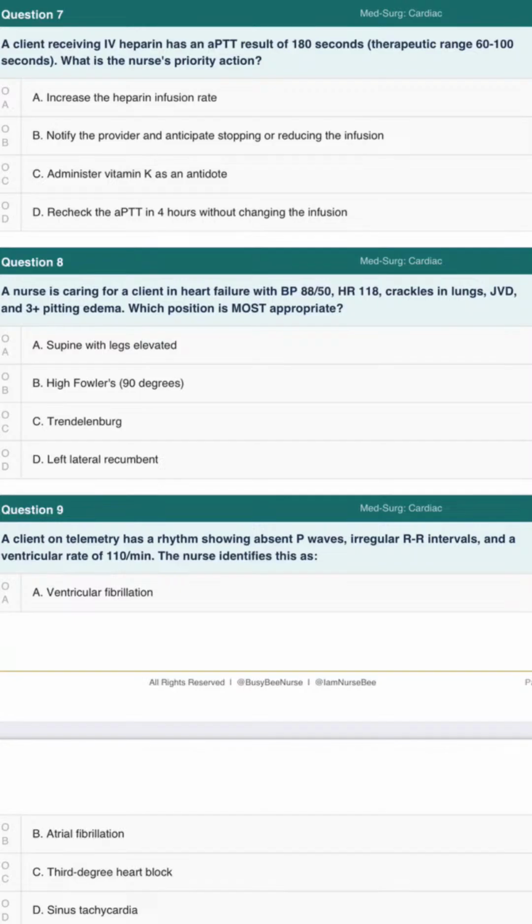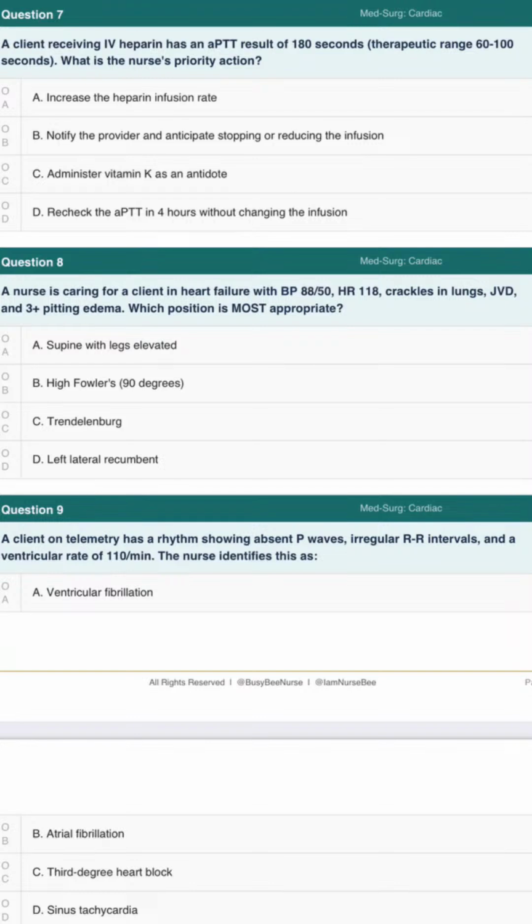You have A, increase the heparin infusion rate. B, notify the provider and anticipate stopping or reducing the infusion. We have C, administer vitamin K as an antidote. D, recheck the APTT in 4 hours without changing the infusion. Now, what would you do? I'm going to read it again.